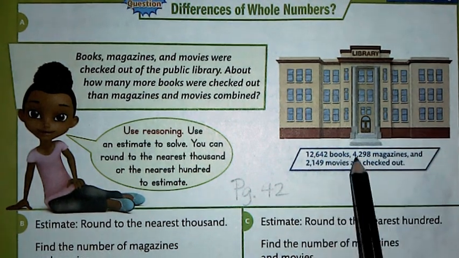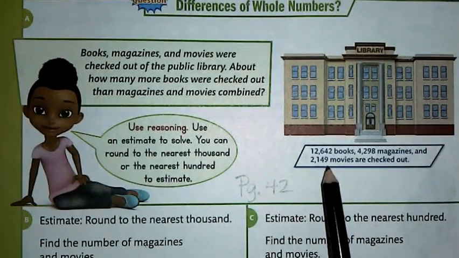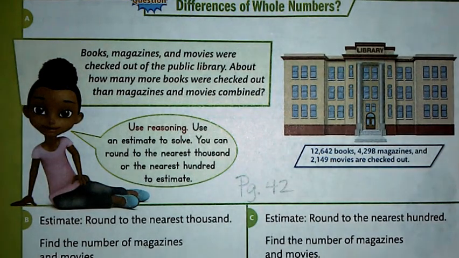12,642 books, 4,298 magazines, and 2,149 movies were all checked out. So this is all called reasoning, which is what this says. Use reasoning and use an estimate to solve. You can round to the nearest thousand or the nearest hundred to estimate. Now, whenever we're doing our rounding to estimate, the fewer numbers that we turn into zeros, the more accurate our estimate becomes. However, sometimes we just want a general idea, like getting in the ballpark, which is where our estimates will start to come in. All right.